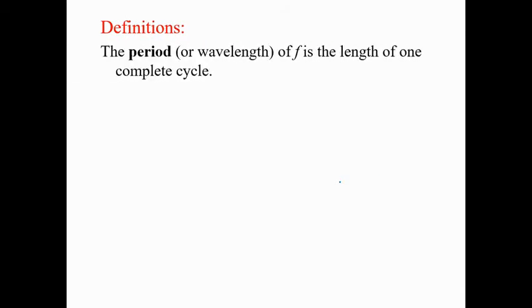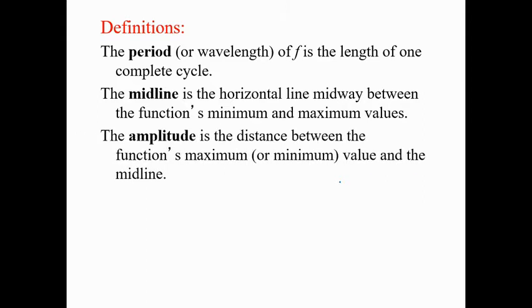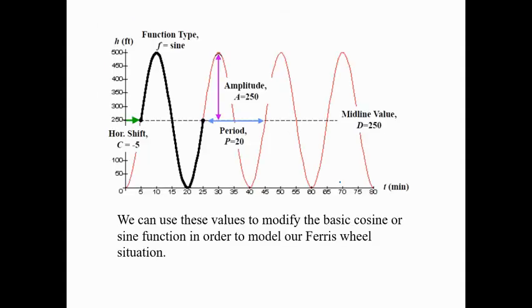So let's take a look at our definitions. We're going to use the word period or wavelength for the length of one complete cycle. The midline is the horizontal line midway between the function's minimum and maximum values. The amplitude is the distance between the function's maximum or minimum value and the midline. The phase or horizontal shift is the number of units that the start of the cycle is away from being at the midline, and we'll take a more in-depth look at that.